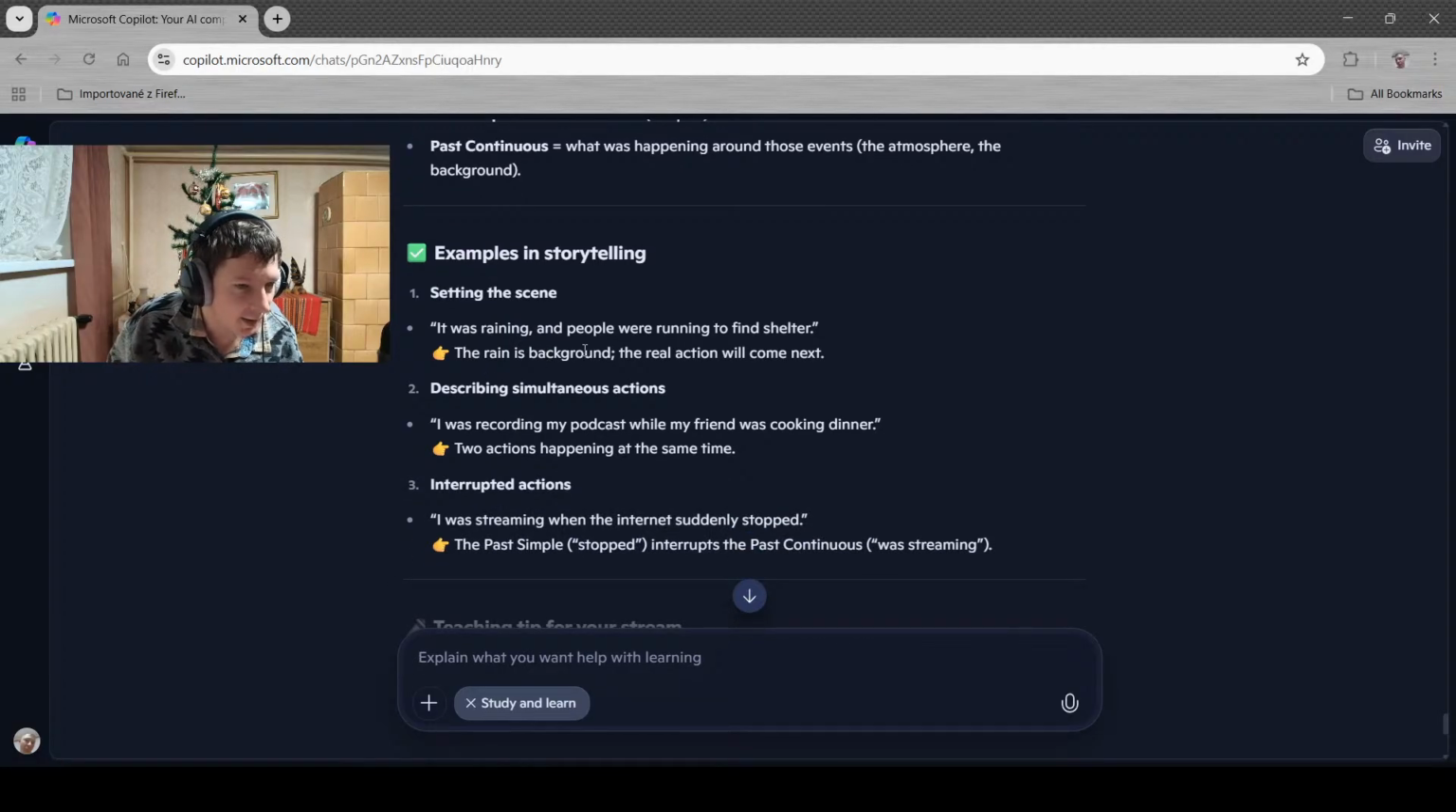It was raining and people were running to find shelter. The rain is background. The real action will come next. Describing simultaneous actions: I was recording my podcast while my friend was cooking dinner. Two actions happening at the same time.